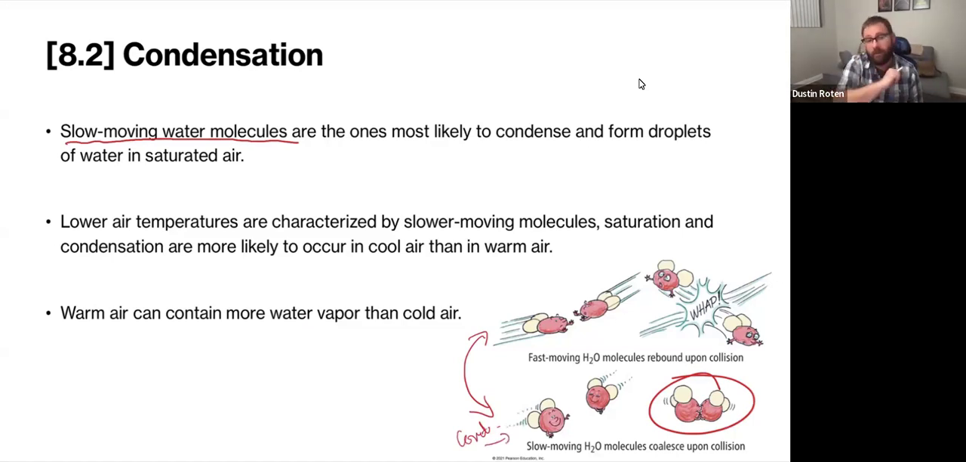And you should remember that warm air can contain more water than cold air. So that's why if the moist air comes in over cold ground, like in the morning, the cold air will sort of act like a sponge and wring that water out.